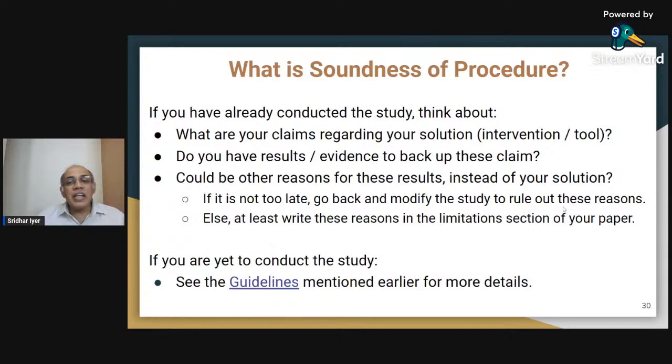Otherwise, at the very least, what you should do is write these reasons in the limitation section of your paper. Okay, so what does that help? That helps the referee at least understand that you know what the limitations are. Otherwise, the referee will simply point out these limitations and reject the paper. Now, when the referee is aware that you know these limitations, then the referee will perhaps decide whether, despite the limitations, there is some merit in your paper at all or not. Okay, so that is why the soundness of procedure is very important.